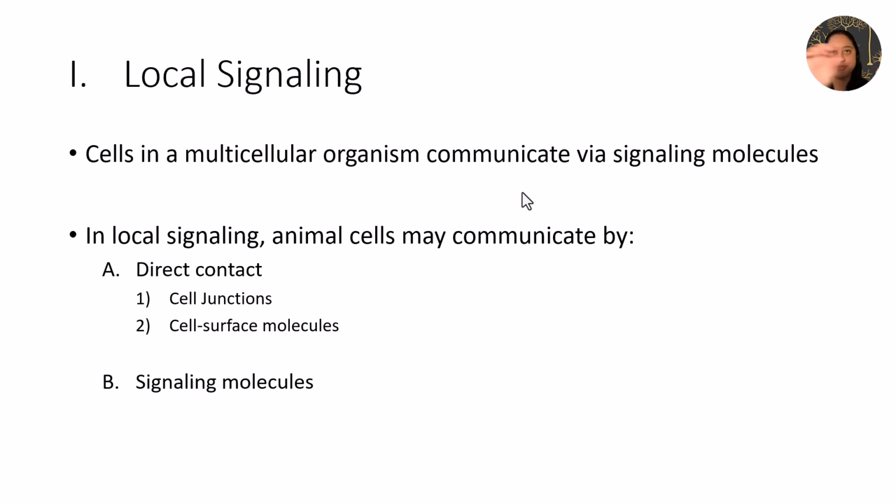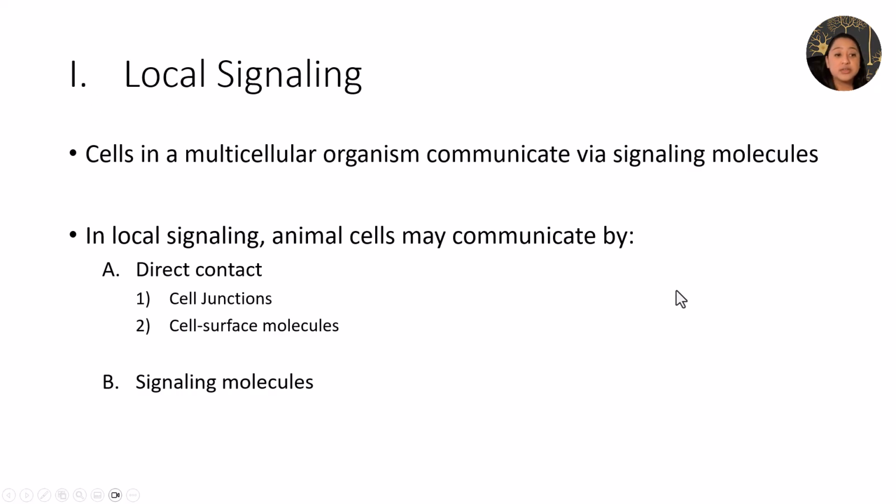I started with these big categories, hierarchies. Cells in a multicellular organism communicate via signaling molecules. There is local signaling, and there is also long distance signaling. In this first part, we'll talk about local signaling. That's why it has the Roman numeral I.